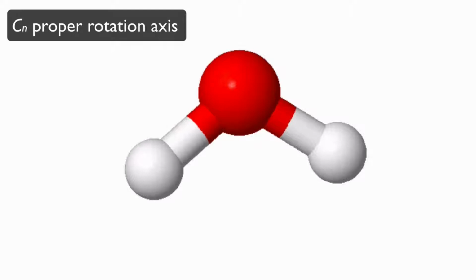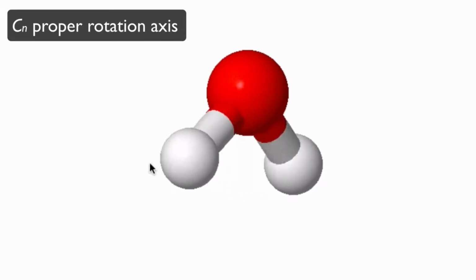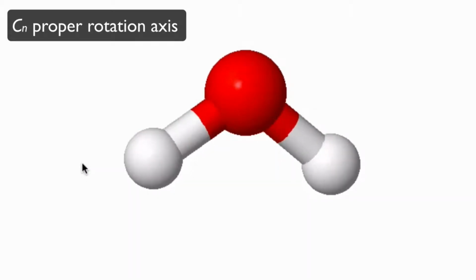Here's what looks like a water molecule. If I rotate it 180 degrees, you can see that we end up with a molecule that looks exactly the same as when we started. So there is a rotation axis. Now I just rotated this molecule by 180 degrees. If we divide 360 by 180, then we get 2. So it's a C2 axis.